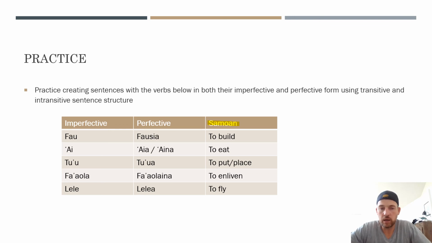Fa'ola, fa'ola. Ola means to live. Fa'ola means to make alive or to enliven. And the perfective form of that would be fa'olaina, fa'olaina.